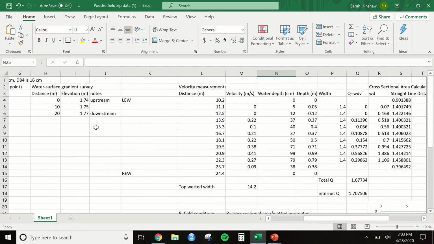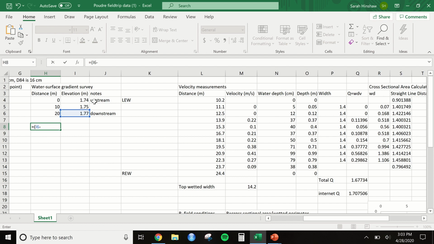For S, slope, usually you're talking about the energy grade line slope, but it's very, very common to just use the slope of the channel, which is what I'm going to do here. We'll just do it the simple way, rise over run. So I'm going to use the first and last points. So we're going to do this minus this. So that's our rise over our run.